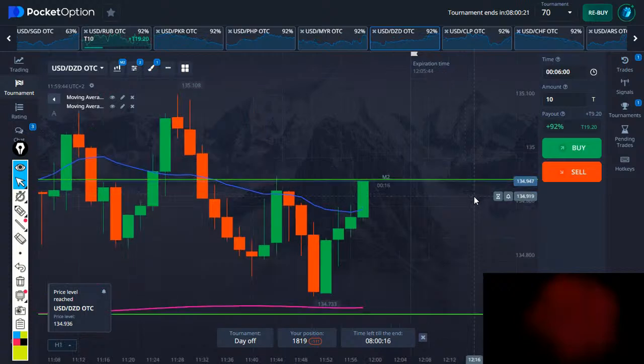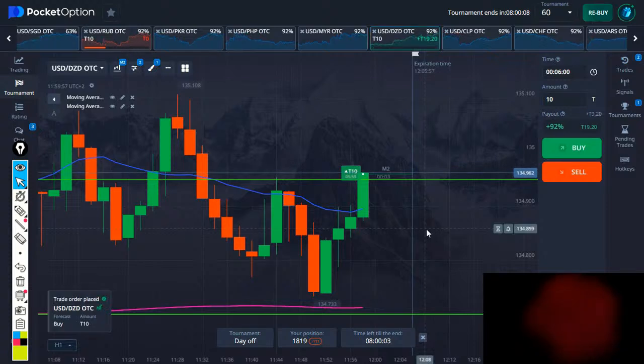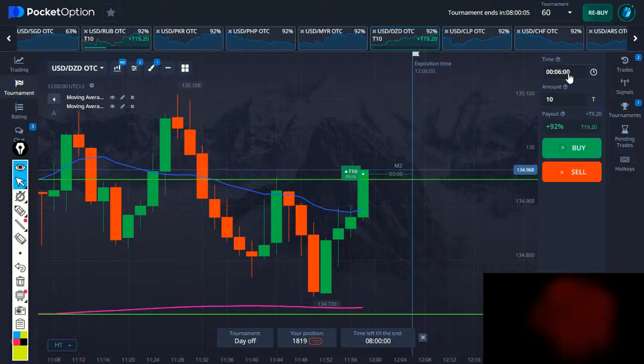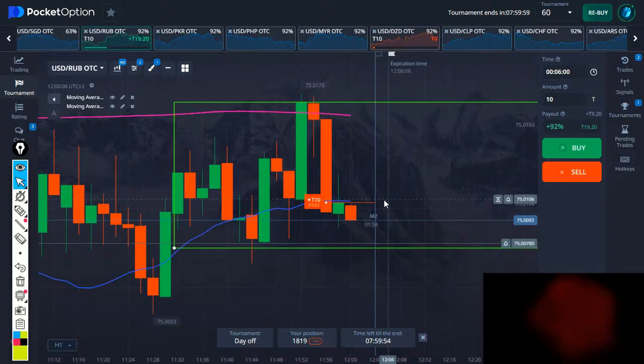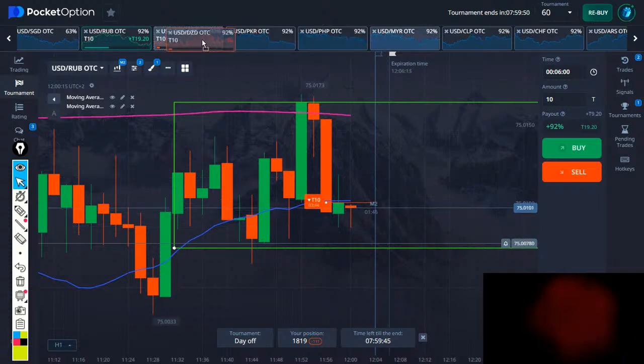Okay, we have our setup here forming. Come on. That's it. Rejection, no trade. That's it. I'll take this one. 6 minutes. Should have taken it for 4, no problem. This is working fine. Beautiful drop. So we have two trades here running.